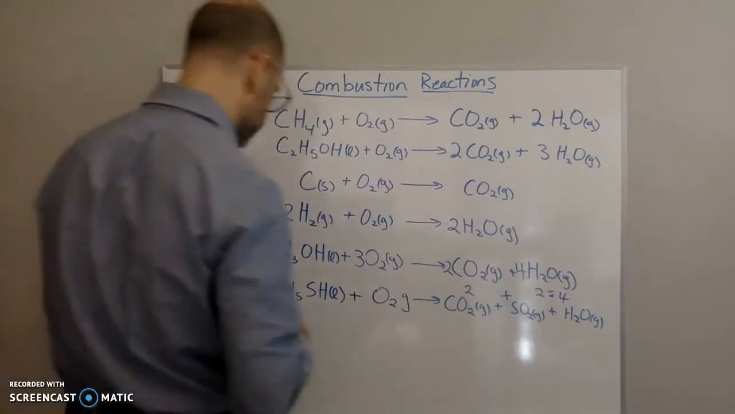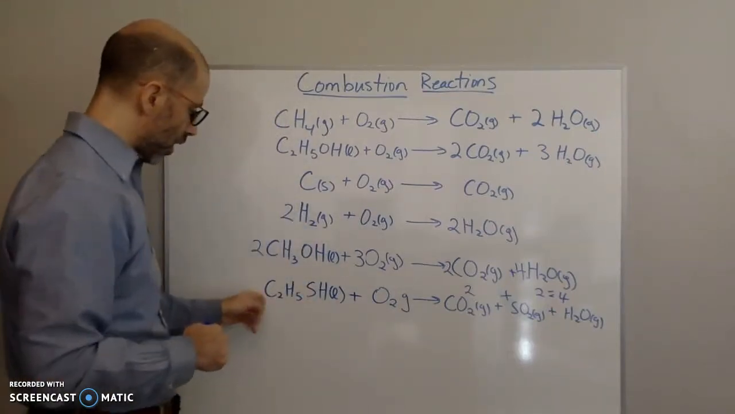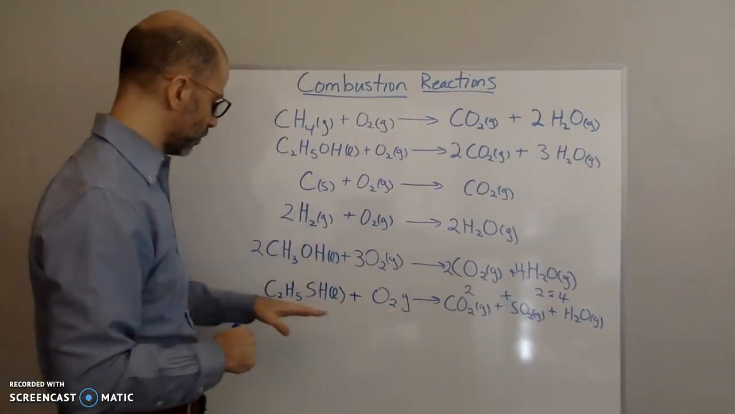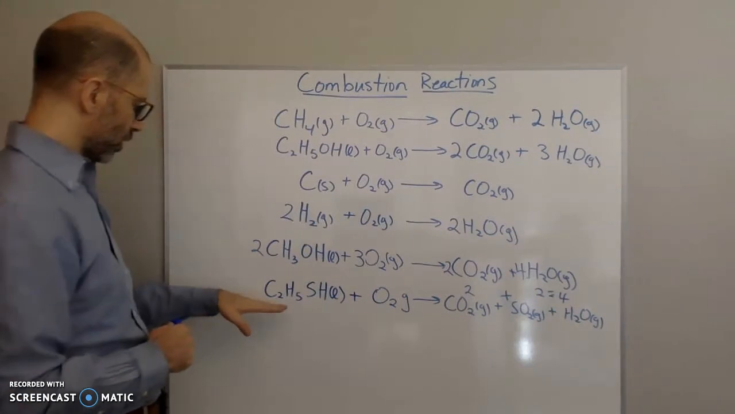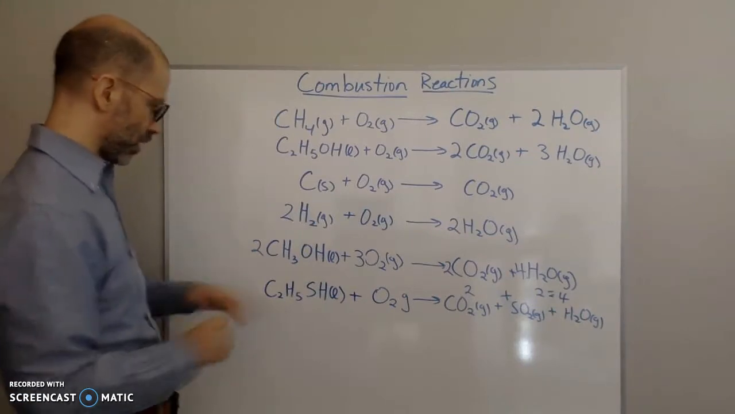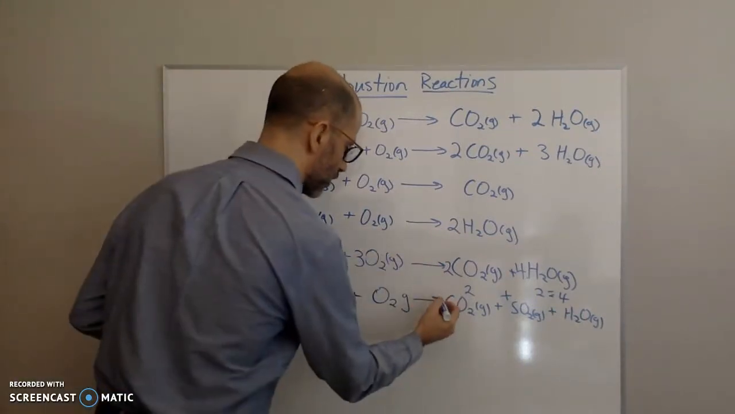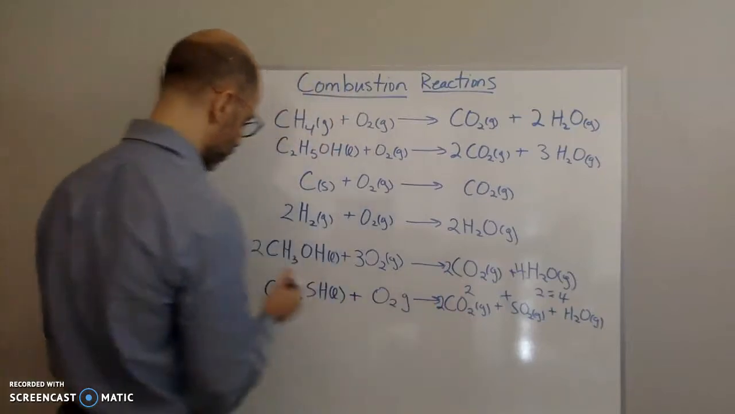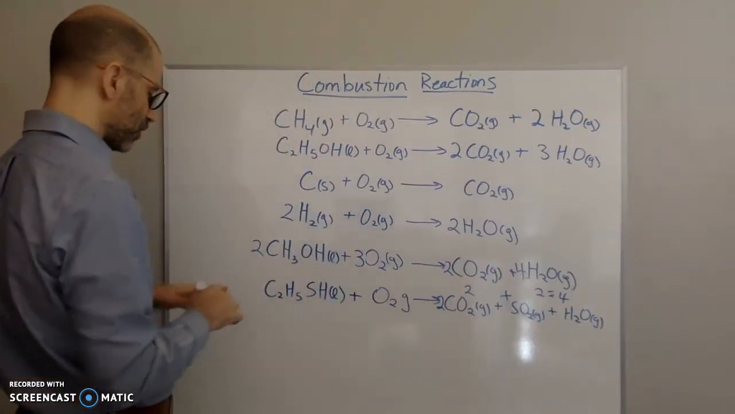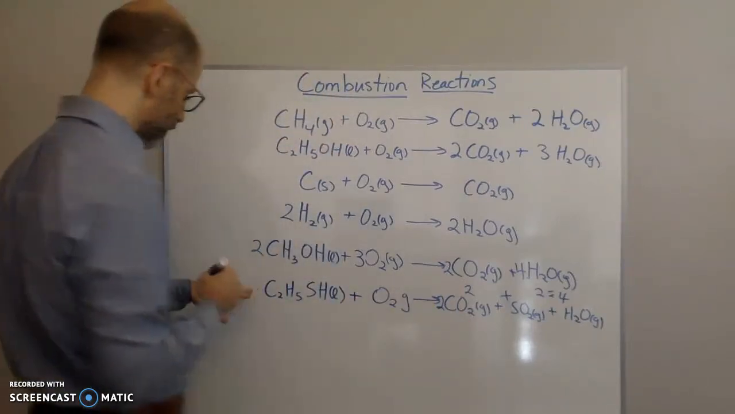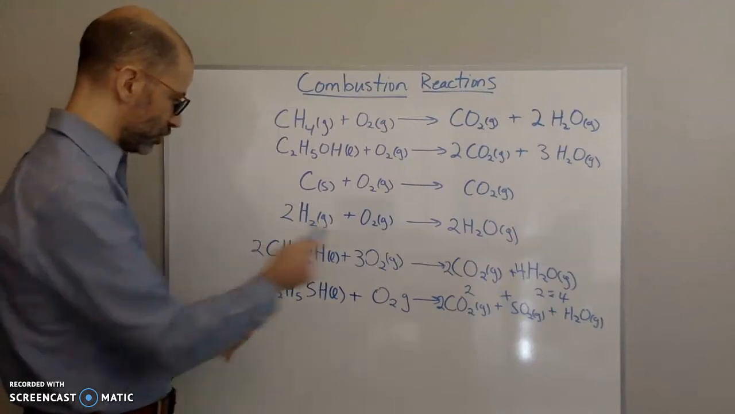And so here, since we have oxygen as an element, we're going to save that for later. So we're going to look at the carbon. So I have 2 here. So I'm going to put a 2 coefficient here. 2 times 1 is 2. Remember, I'm not changing the formulas. I'm only working with the coefficients. So I have 2 and 2.